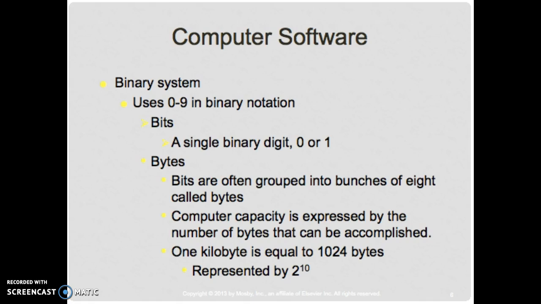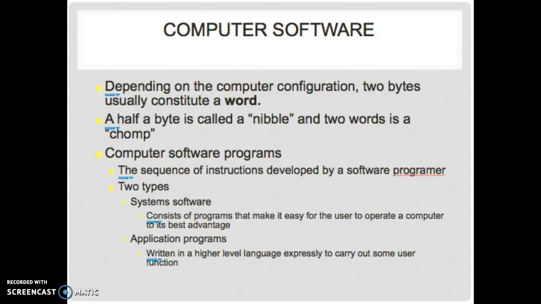If you read in Bouchon in chapter 14, it explains how this information is stored. So the computer software depends on the computer configuration. Two bytes usually constitutes a word. Half a byte is called a nibble, and 2 words is called a chomp. So that's different language if you hear that around. You don't need to know that for your national exam, but I just thought it was interesting.